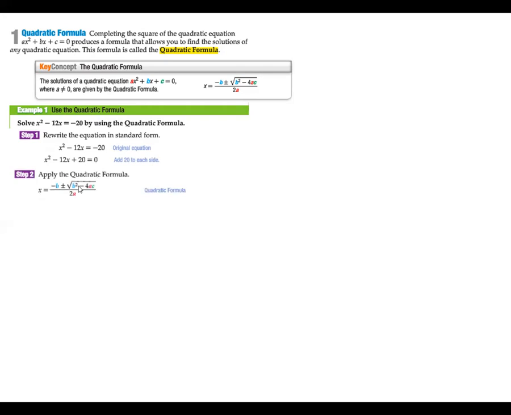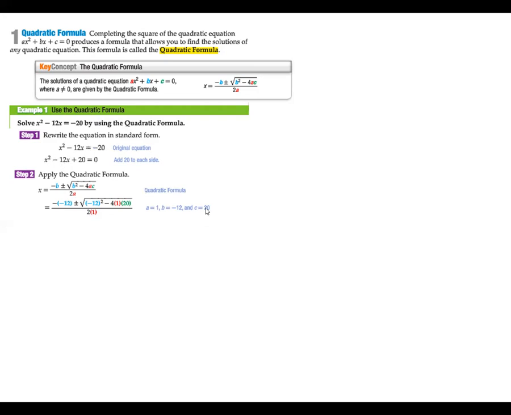All right, so let's use it. Solve x squared minus 12x equals negative 20 by using the quadratic formula. So you have to rewrite it in standard form, so add 20 to each side. Now, the values of a, b, and c are the coefficients of x squared, x, and 20. And I would add that you take the sign with them. So a is 1, because the leading coefficient of just x squared is understood to be a 1. The b is negative 12. You take the sign with it.